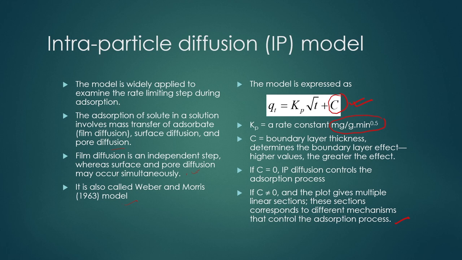In this case, if C is equal to 0, then you can say that intraparticle diffusion controls the adsorption process. If there is a boundary layer of film, its thickness will determine the adsorption process, whether it is film diffusion or not. So the boundary layer effect will be there, and with higher values of C that effect will be greater. And if C is not 0 and the plot gives multiple linear sections, then those sections correspond to different mechanisms of adsorption, dominated by surface diffusion or pore diffusion. So in this case the C value will give you the corresponding information.